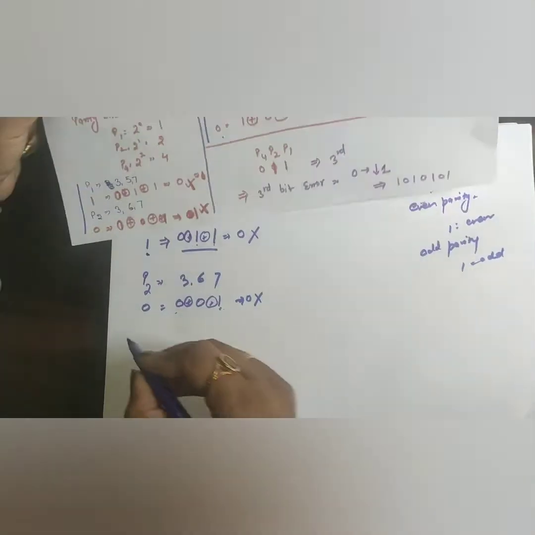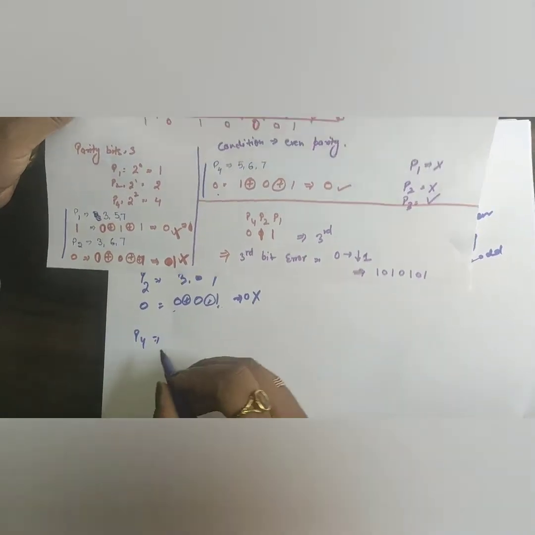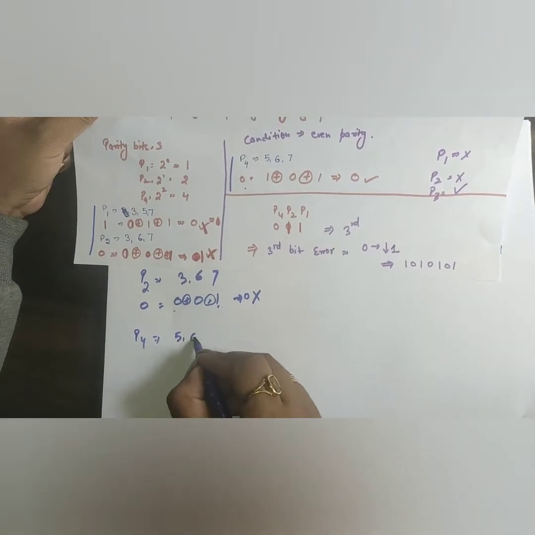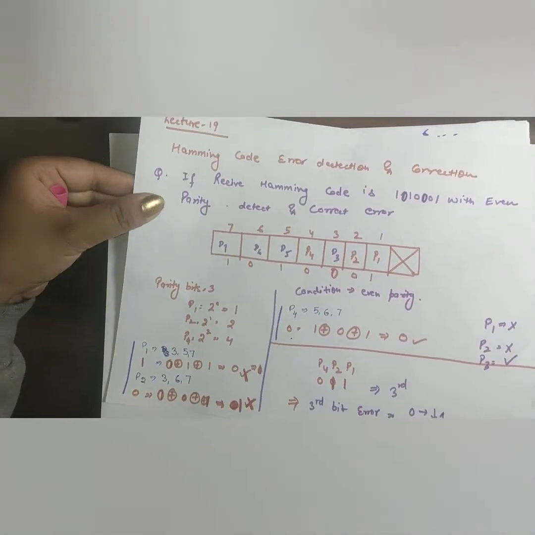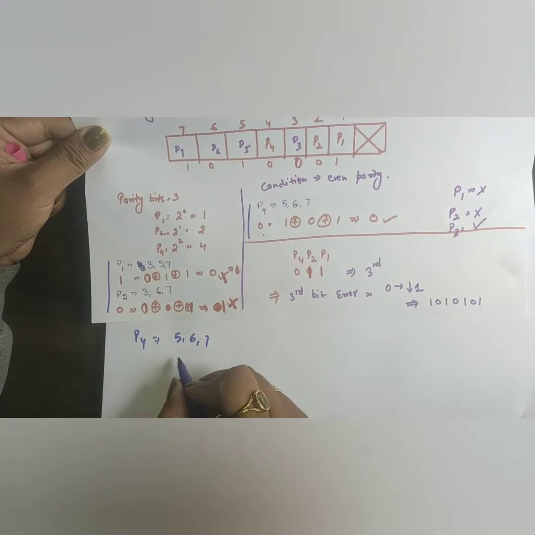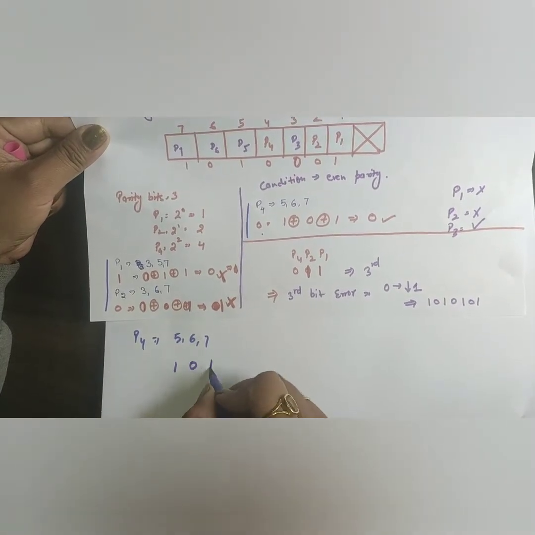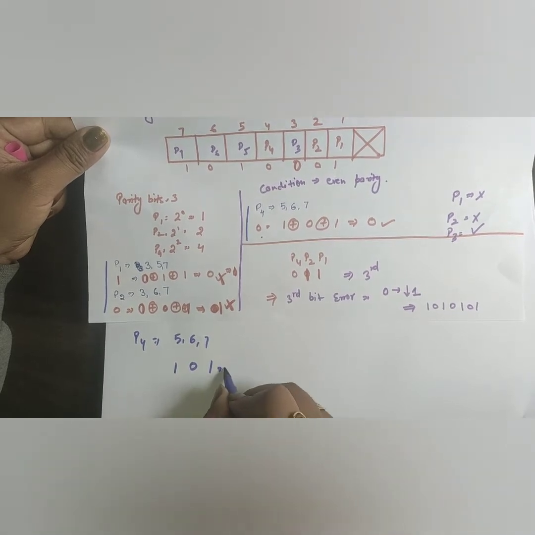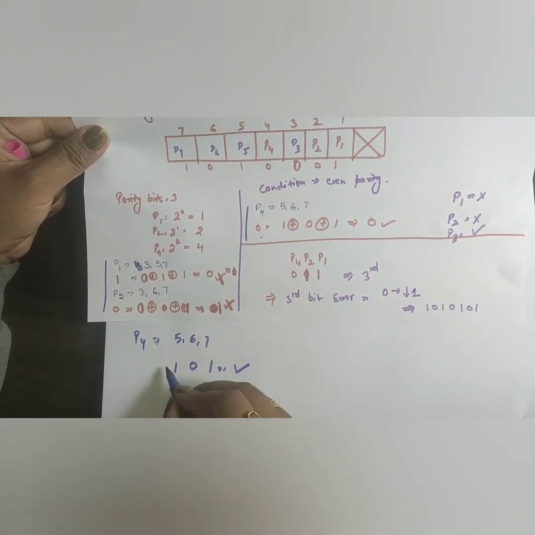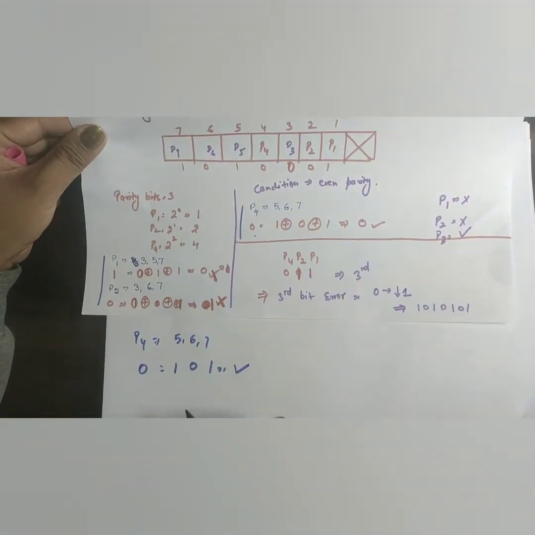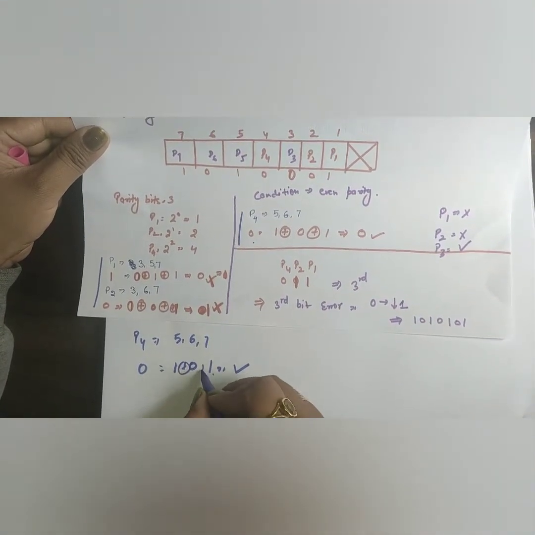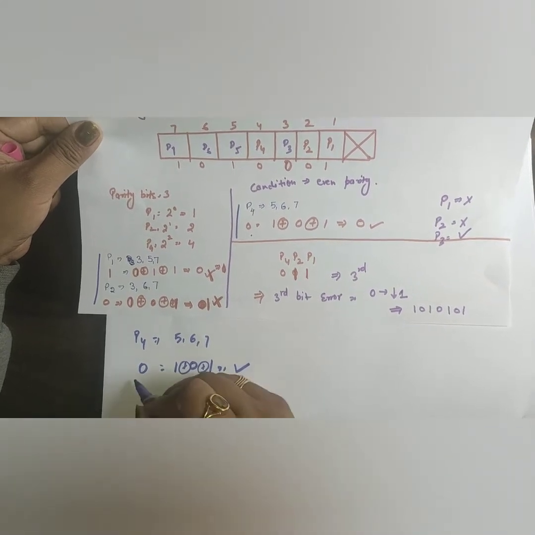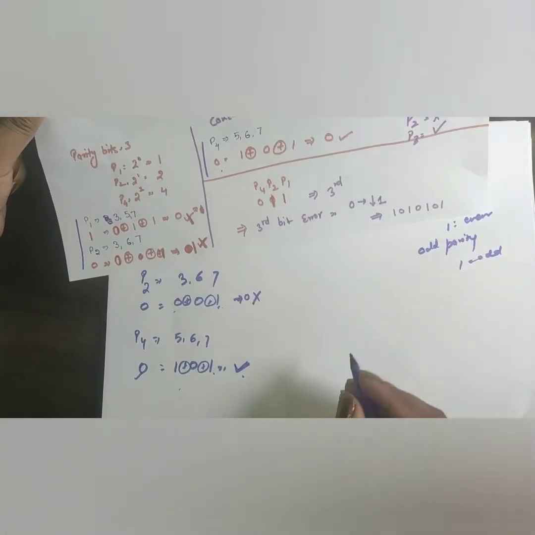Now P4: check 4, skip 4, so positions 4 5 6 7. So 5 6 7 and no other numbers are there. Bit 5 is 1, 6 is 0, 7 is 1. For even parity this is correct, and P4 is 0. If you do XOR, the answer will be 0 and P4 is 0, so this is correct.